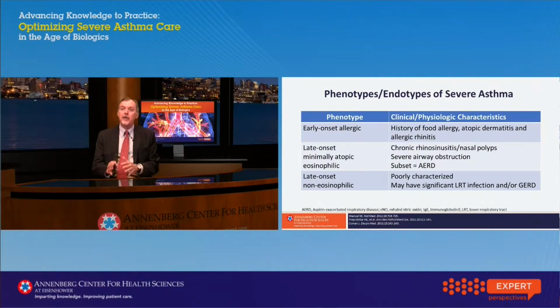And the final endotype would be late onset non-eosinophilic. This is more defined by what it's not than what it is. What it's not is we don't find markers of eosinophilia. We don't find markers of IL-4 or 13, such as exhaled nitric oxide. And typically, these people may have the involvement of chronic or recurrent lower respiratory tract infections and gastroesophageal reflux disease.